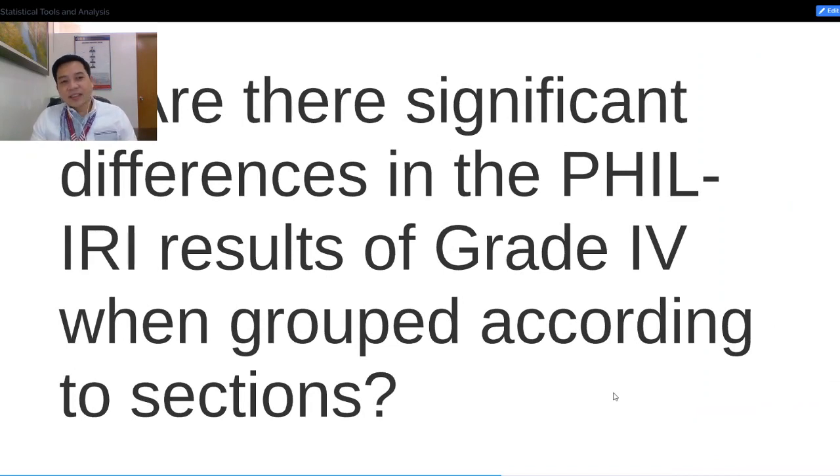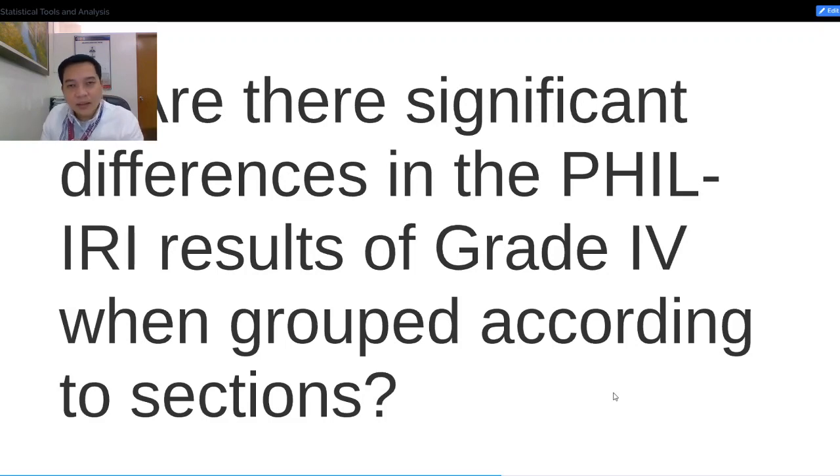The fourth question here entails significant differences in the PHIL IRI, which stands for the Philippine Informal Reading Inventory Tests. It's a reading literacy test for the Filipinos. Okay? And the question here is, are there significant differences in the PHIL IRI results of grade 4 when they are grouped according to sections? Now, the indicator here is sections, which means it's two or more.